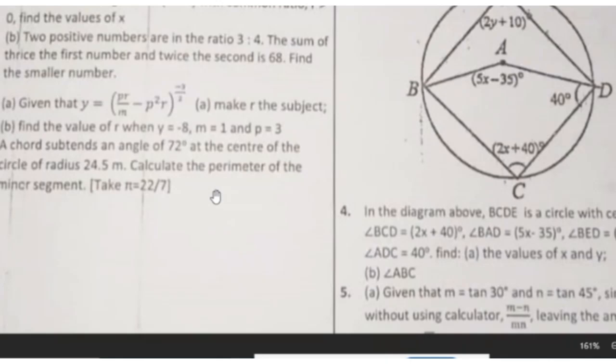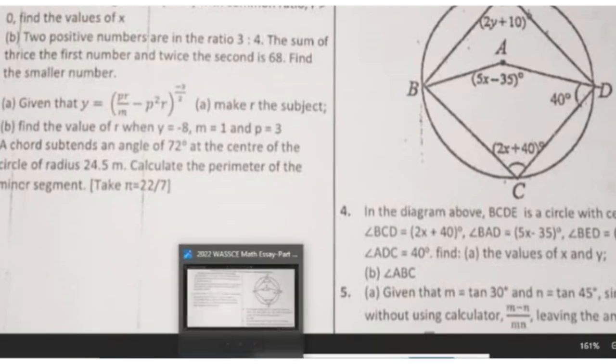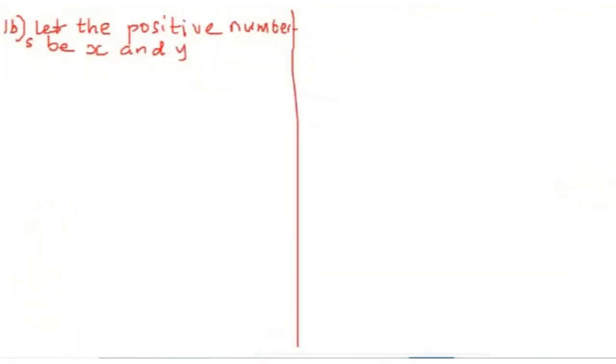So we're looking at question 1b. It says two positive numbers are in the ratio 3 to 4. The sum of thrice the first number and twice the second number is 68. Find the smaller number. So we do not know what those numbers are. We say let the positive numbers be x and y.